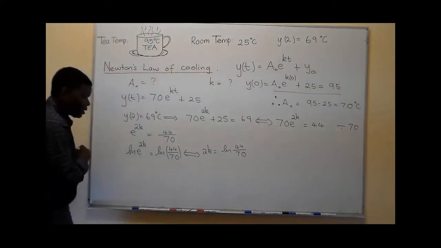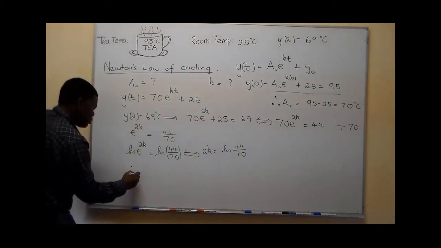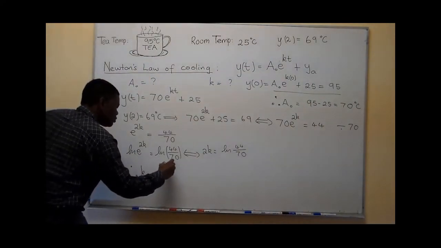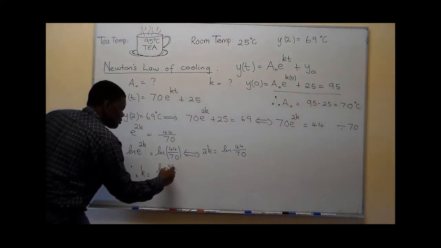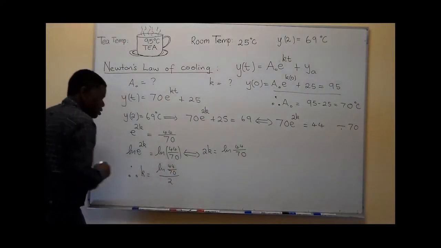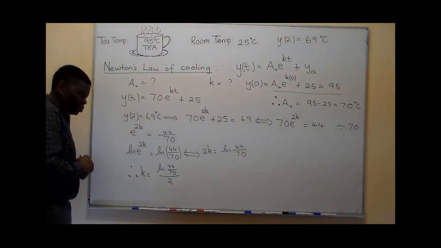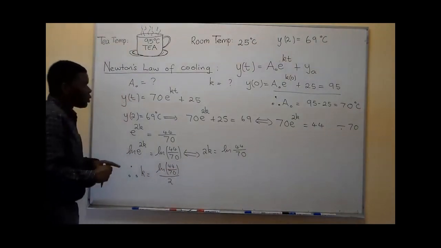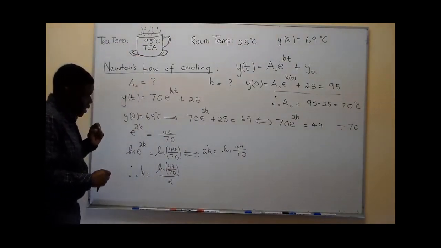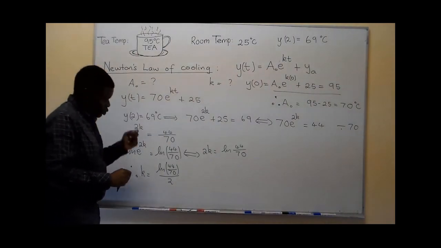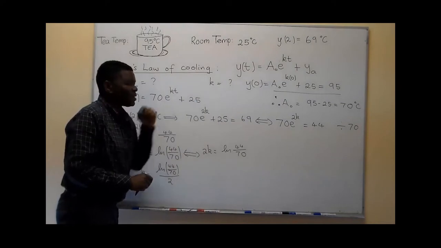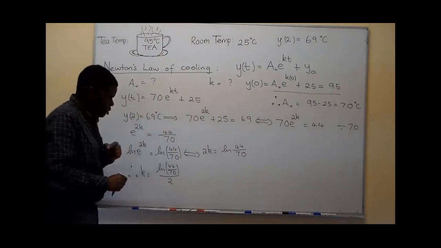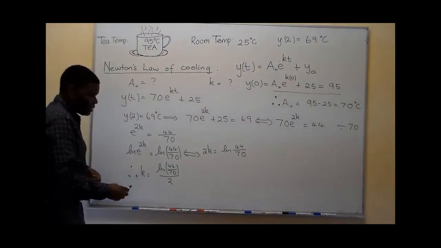And then we can say, therefore, k is equal to ln 44 over 70 divided by 2. I hope you notice that already, because this tea is cooling down, and from our previous discussion, we should be expecting our k to be less than 0. And this is exactly the case.